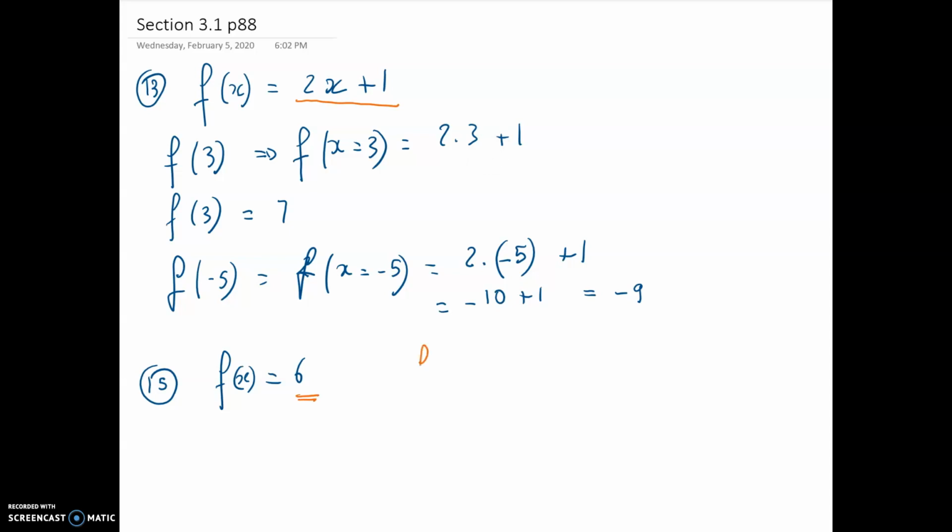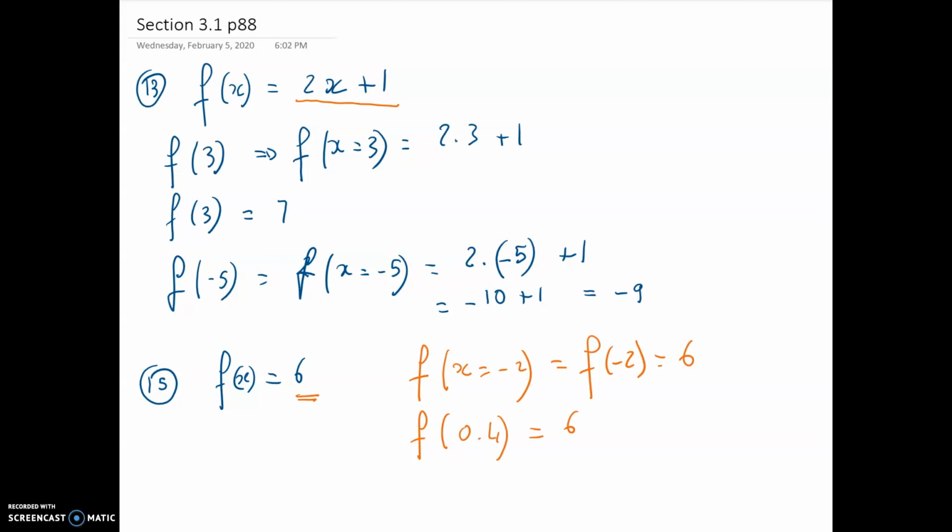Meaning that when I'm going to calculate the value of my function when x equals negative 2, meaning that I want to calculate f of negative 2, there is no way I'm going to substitute x by negative 2 on the right side of my equation, because there is no x. So the answer will still be 6. Same thing when I'm going to calculate f of 0.4, it will still be equal to 6.